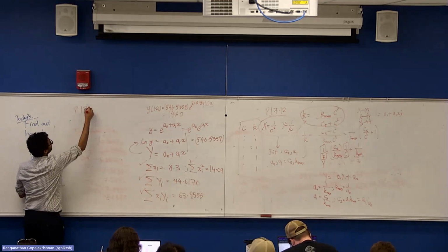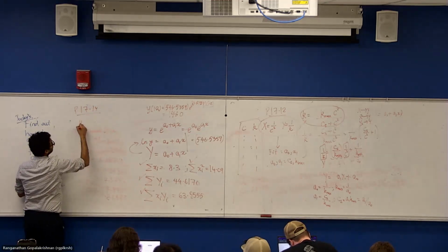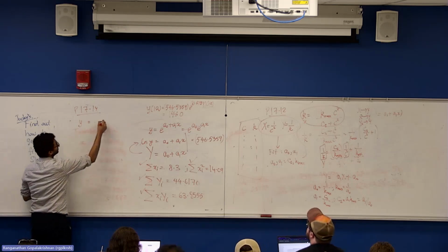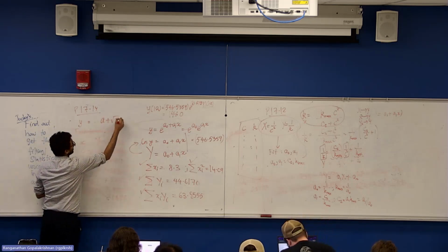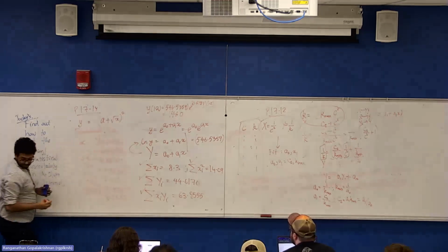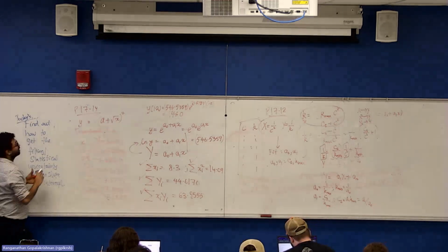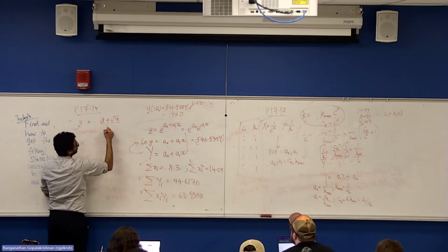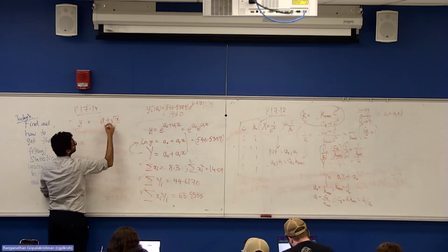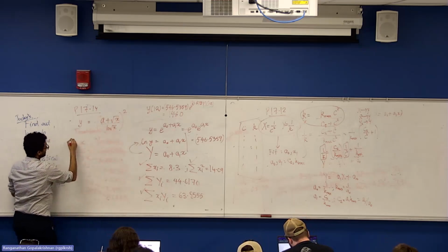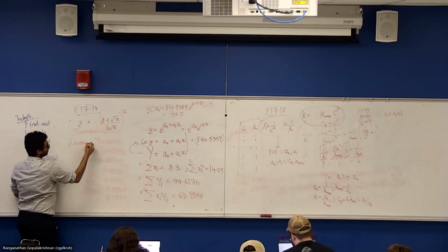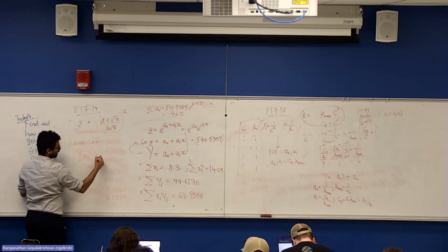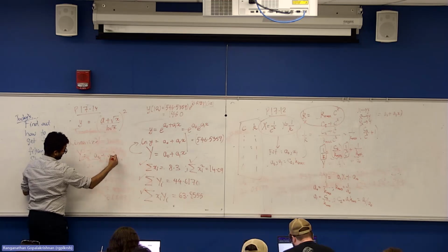Problem 17.14. y equal to a plus square root of x, whole squared, divided by b times square root of x, the whole squared. Linearize this and get it to a form where you can write y equal to a naught plus a1 x.